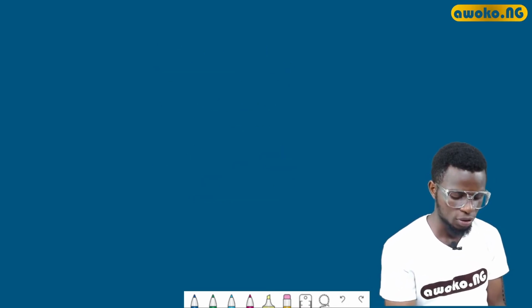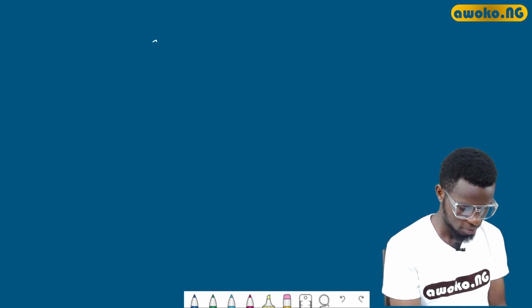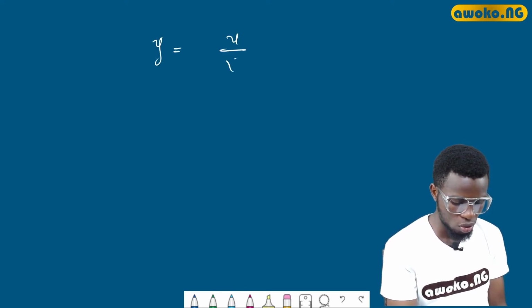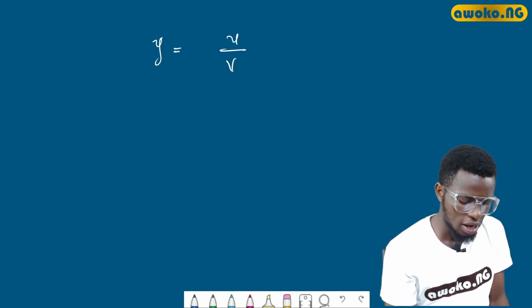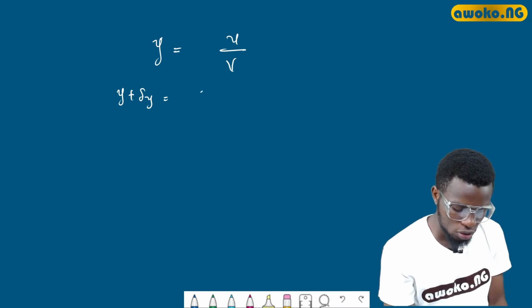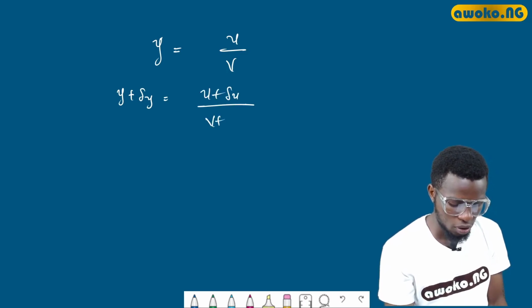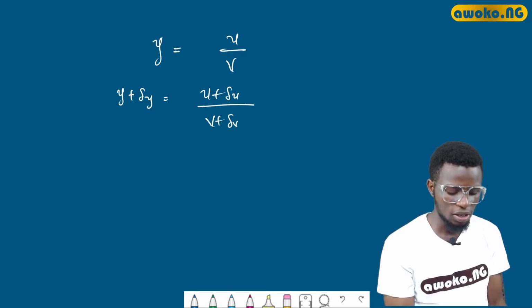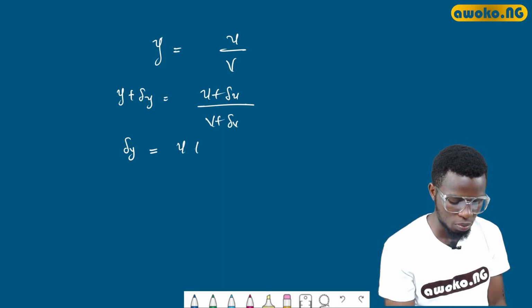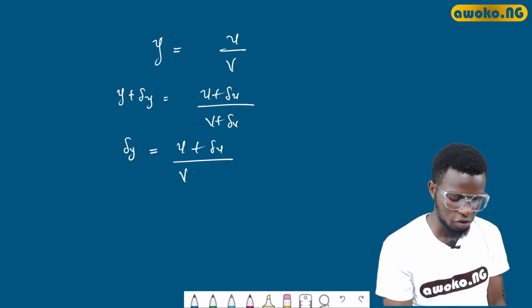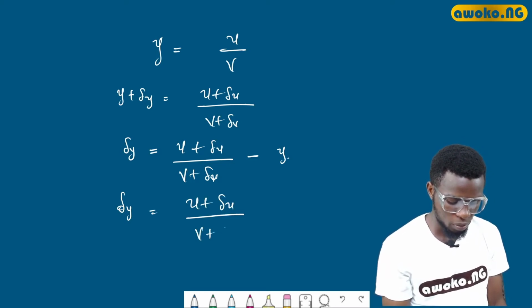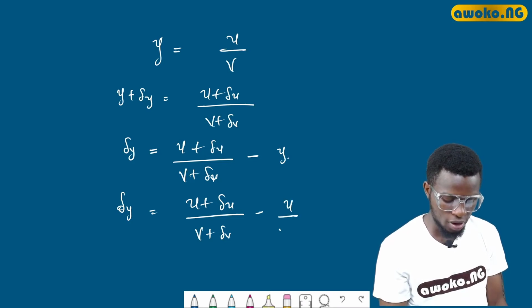So let's say we have this function y is equal to u over v. From first principle, we'd have that y plus dy equals u plus du all over v plus dv. And from this, we can make dy the subject of formula. We have u plus du over v plus dv minus y. So dy will give us u plus du over v plus dv minus u over v.